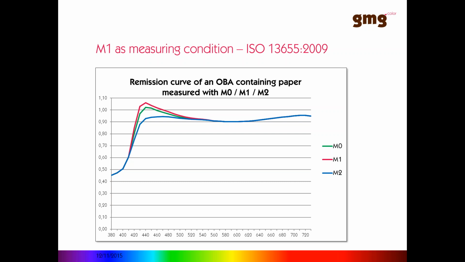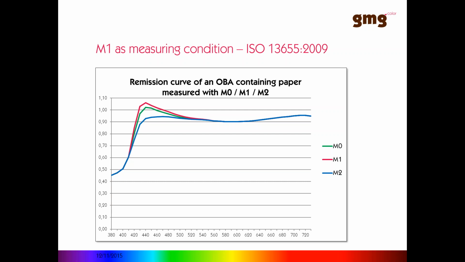When having a look at the M2 curve, we see there is no UV content in the light of the measurement device. So we see there's no excitation of the OBA. How do we see this? We see this because there's no emission of bluish light. So in the wavelength area of 420 to 470 nanometers, we have no emission of the bluish light. This is where you can tell that optical brighteners are in the game, because optical brighteners absorb light in the UV area and send it out in the bluish area of the spectrum.